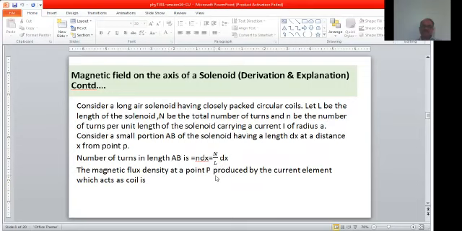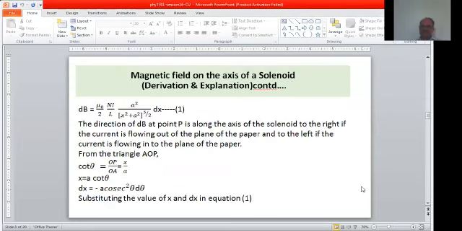The magnetic flux density at point P produced by the current element, which acts as a coil, is given by this. This is the magnetic field induction at point P produced by that element. It is written directly because we are making use of Biot-Savart's law, and it is also the case of a single coil carrying current. Using those two results, we write this equation one directly: A square divided by x square plus a square whole raised to 3 by 2, into dx.